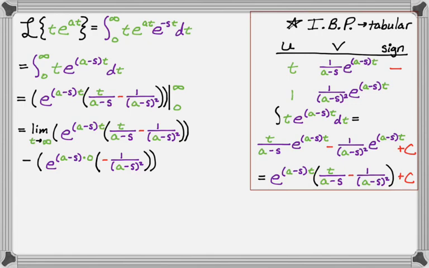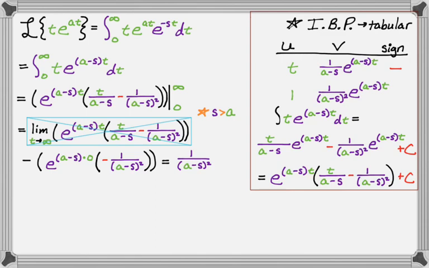The limit has the same problem that we had last time. If a is bigger than s, that exponential grows without bound, so we throw our restriction on there and we just say that s is bigger than a. If that's the case, then the first part, as t approaches infinity, is just going to zero out, so we don't have to worry about it. And the second part, e to the exponent times 0 is just e to the 0, which is 1. And so we get minus negative 1 over that, so that's just positive.